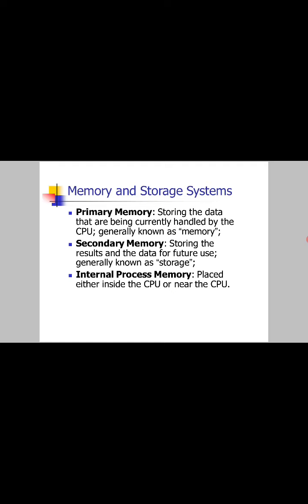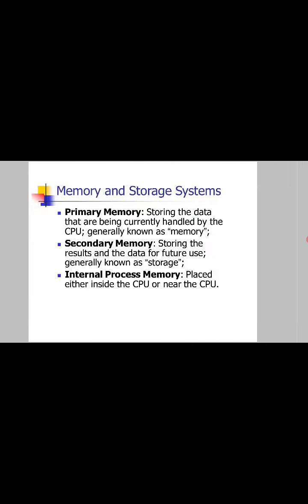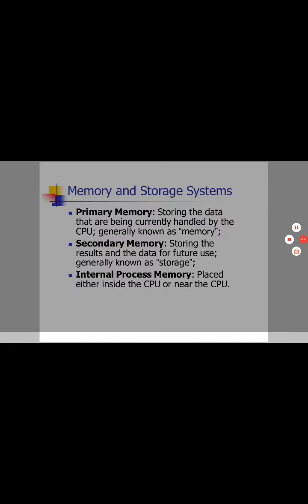Primary memory is called a temporary memory, whereas secondary memories are generally permanent memories, which means they can store and retain the data or information permanently, until and unless we delete the data or information or files from the disks. So these are secondary memories.